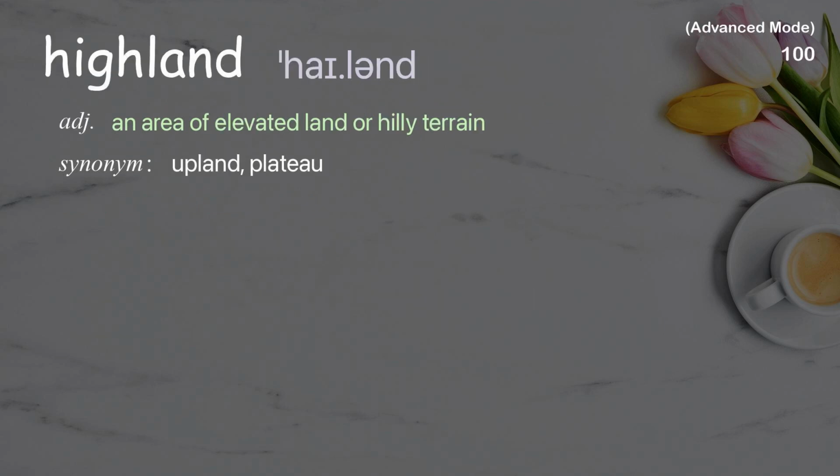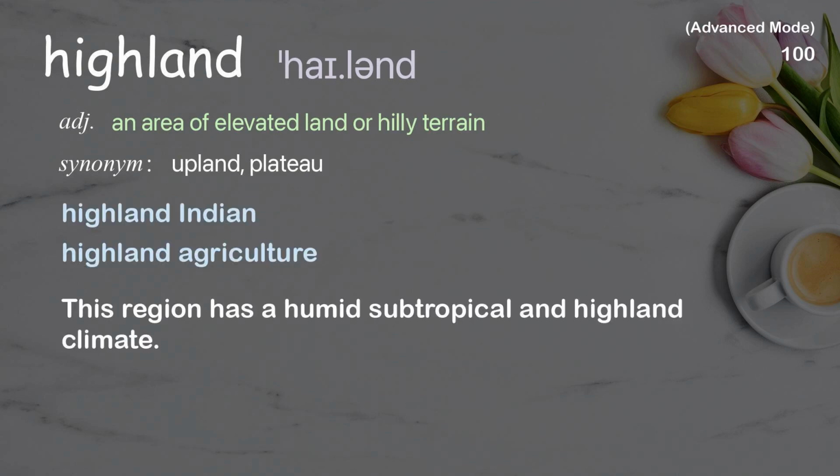Highland. An area of elevated land or hilly terrain. Examples: Highland Indian, highland agriculture. This region has a humid subtropical and highland climate.